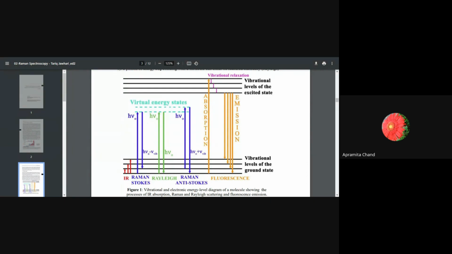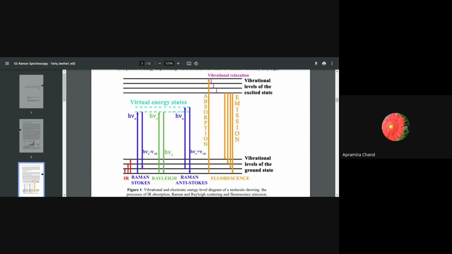In both Stokes and anti-Stokes, like Rayleigh scattering, they do not go back to the original energy state. In Raman Stokes, it goes to the next upper level of the ground state. It does not go to the original ground state, it goes to the next upper level. So the energy is decreased.